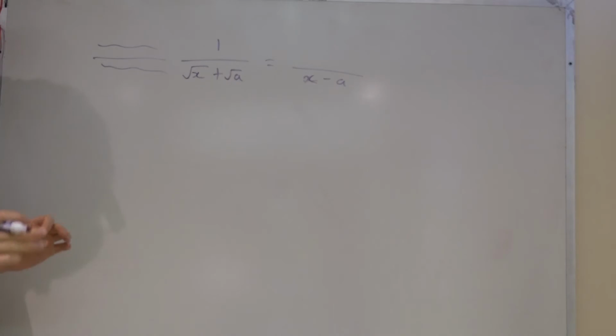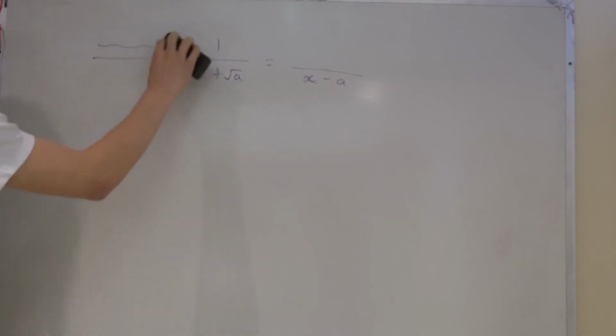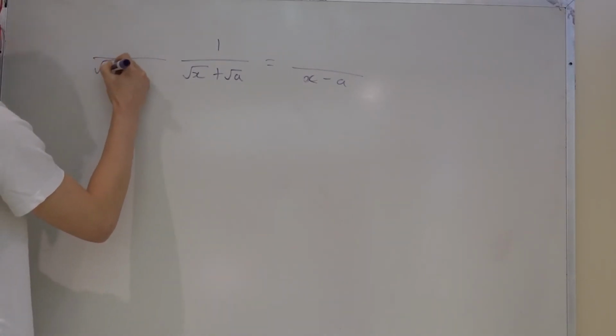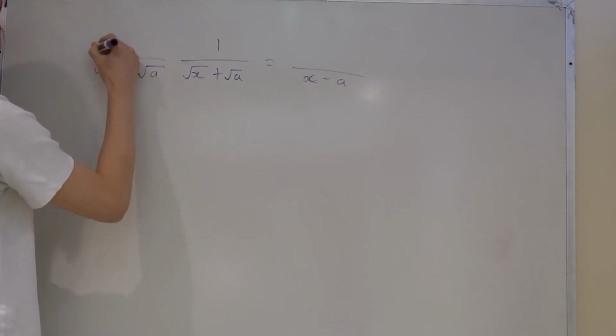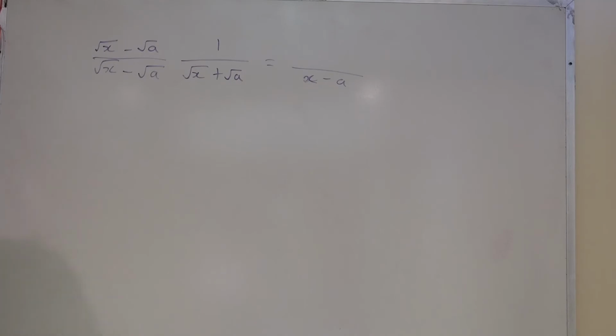Pause the video and try to think about it for yourself. And the answer actually goes back to difference of squares. The thing that you want to multiply by is root x minus root a over root x minus root a.